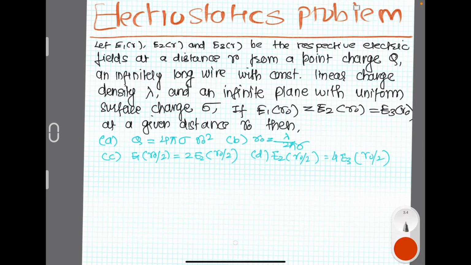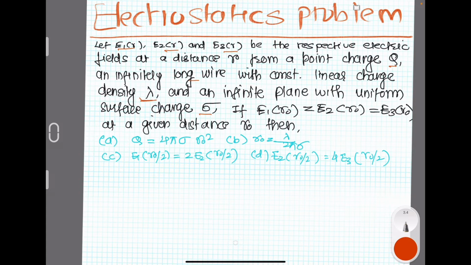Hello everyone, so today we will be solving another problem in electrostatics. The problem is: let E1(r), E2(r), E3(r) be the respective electric fields at a distance r from a point charge q, an infinitely long wire with constant linear charge density lambda, and an infinite plane with a uniform surface charge density sigma.